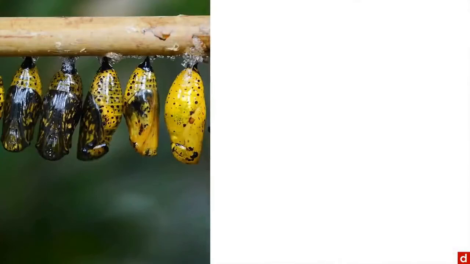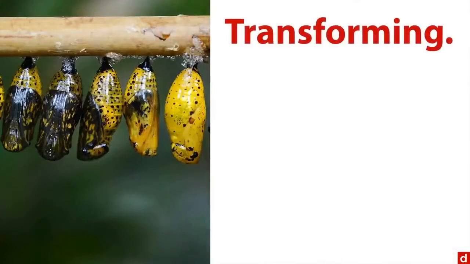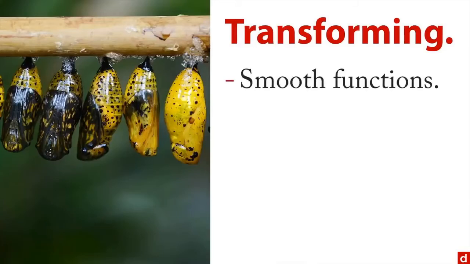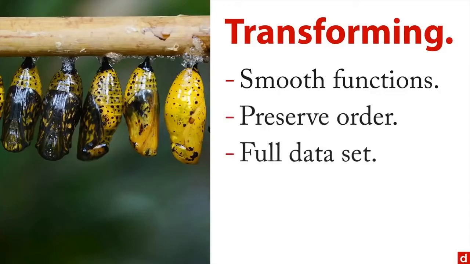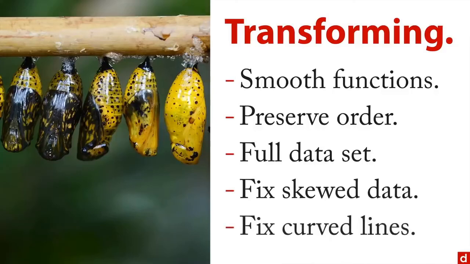And then finally, there's transforming variables. Here's our caterpillars in the process of transforming into butterflies. But the idea here is you take a sort of difficult data set and then you do what's called a smooth function. There's no jumps in it, and something that preserves the order and it allows you to work on the full data set. So you can fix skewed data, and in a scatter plot, you might have a curved line.